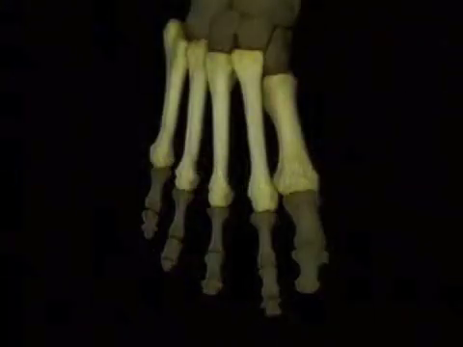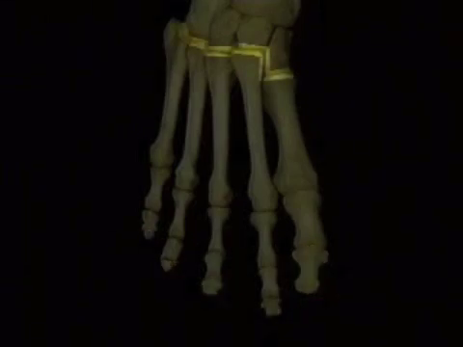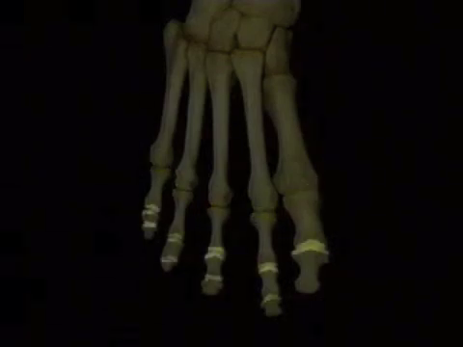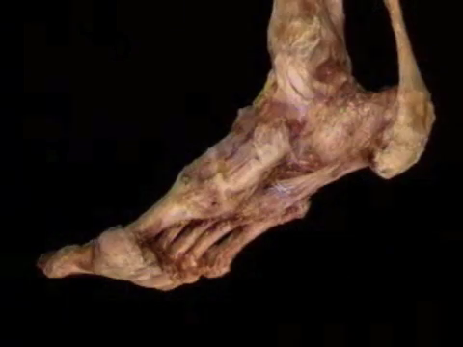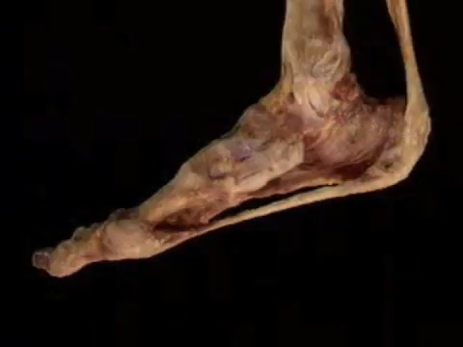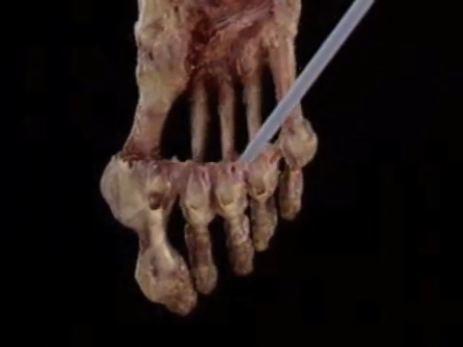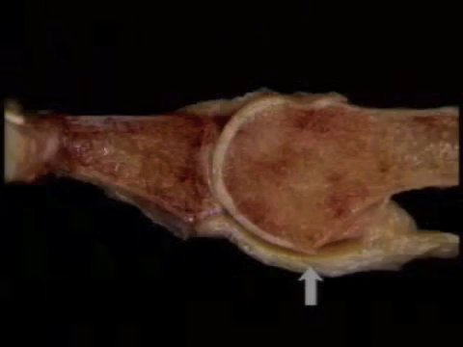Let's now review what we've seen of the bones, joints, and ligaments of the foot. Here are the metatarsals, the proximal phalanges, the middle phalanges, and distal phalanges, the tarsometatarsal joints, the metatarsophalangeal joints, and the interphalangeal joints. Here are the short plantar ligament, the long plantar ligament, and the plantar aponeurosis. Here's the deep transverse metatarsal ligament, the flexor tendon sheaths, and the plantar ligament of the MP joint.